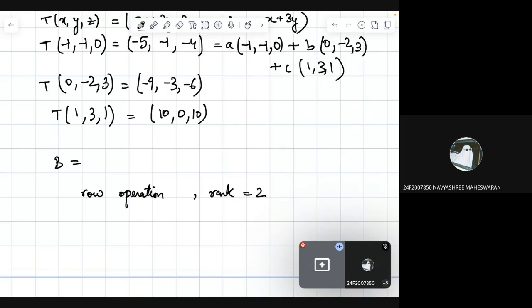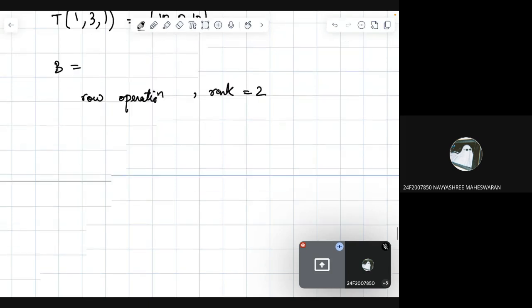What doubt do you have? Week 4, which is basis for vector space. Basis for, okay, so you have a doubt on basis of vector space.